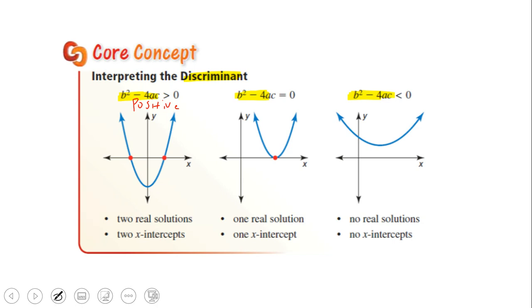If your b squared minus 4ac is equal to 0, then your vertex is your x-intercept, and there's only one real solution here. And if your b squared minus 4ac is negative, meaning it's less than 0, your graph never crosses the x-axis. There are no real solutions. There are no x-intercepts. So you want to know that b squared minus 4ac is what's called the discriminant. And based off of the discriminant, whether it's positive, equal to 0, or negative, we can determine the number of solutions.